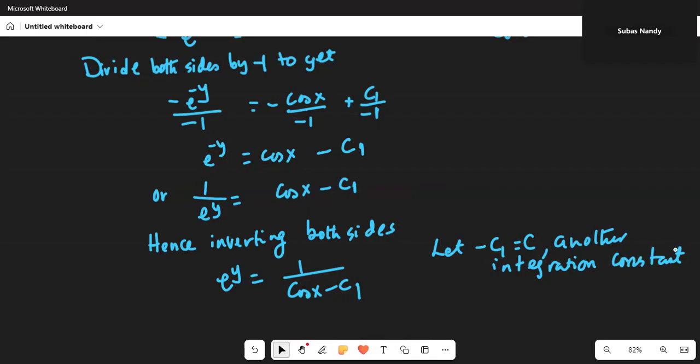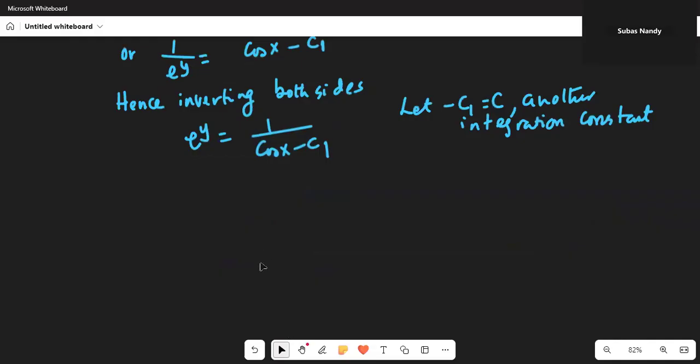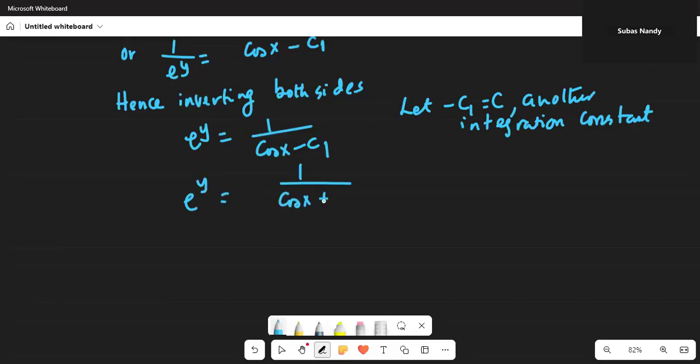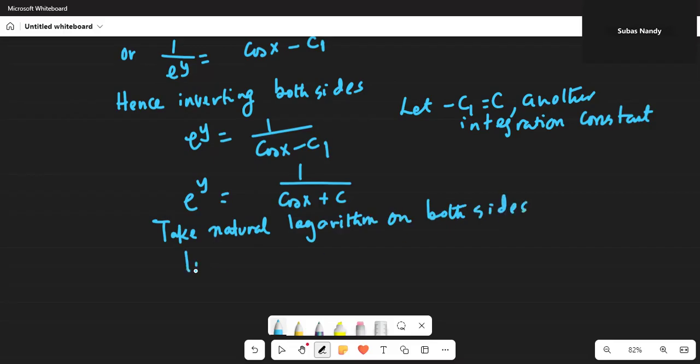Okay, so I get e to the power of y is equal to 1 over cosine x plus c. Now take the natural logarithm on both sides. So ln of e to the power of y is equal to ln of the absolute value of 1 over cosine x plus c.